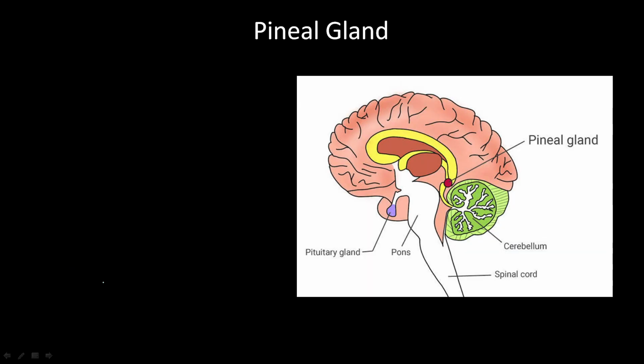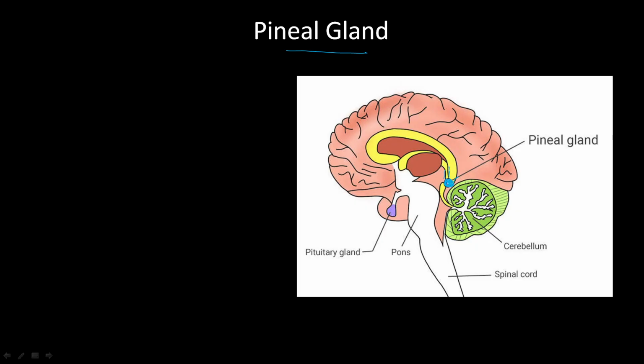Hello everyone. In this video, we are going to discuss the pineal hormones. So, what is the pineal gland? It is a small pea-shaped endocrine gland located deep in the center of the brain. It is present between the two hemispheres, in a groove where the two halves of the thalamus join. It is also part of the epithalamus.